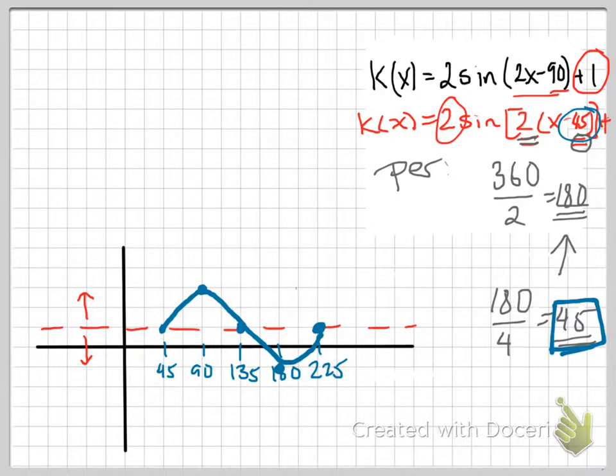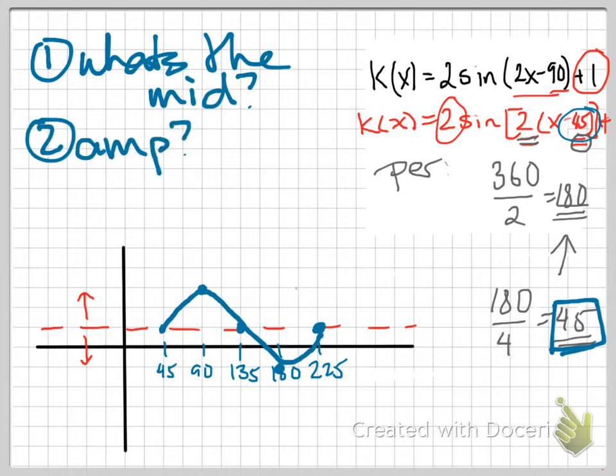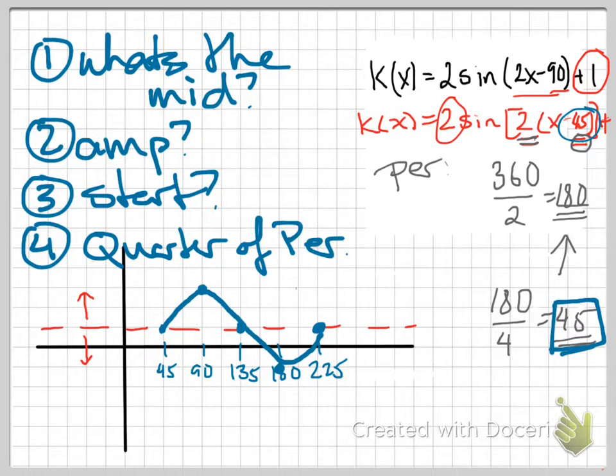So really, for trigonometry, we need to know, 1, what's the middle, right? 2, what's the amplitude? So how high from the middle are we willing to go? 3, what's the starting point? And 4, what's a quarter of the period? Because after a quarter of a period, graphs change. Okay?